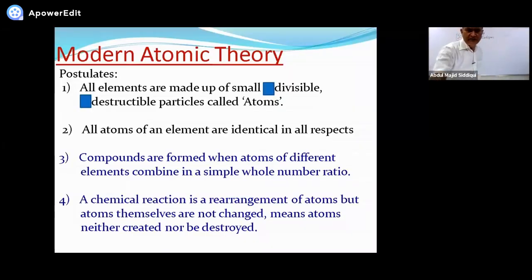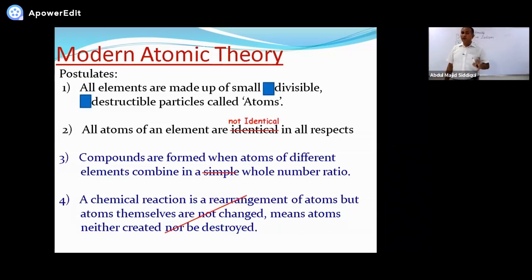So I corrected it. All the atoms of an element are not identical in all respects. Point number 3. According to Mr. John Dalton, atoms combine in simple ratio, like H2O 2:1, like carbon dioxide 1:2. But there are complex molecules like proteins, like starch, in which there isn't any concept of simple ratio. Thousands of carbons are combining with thousands of hydrogens, forming carbohydrate.